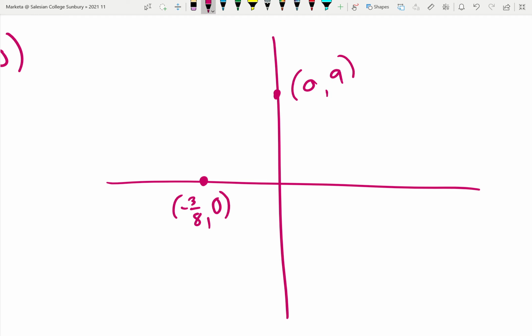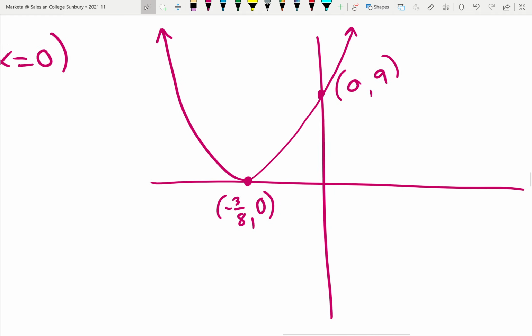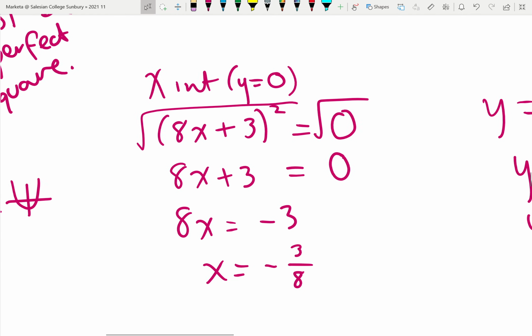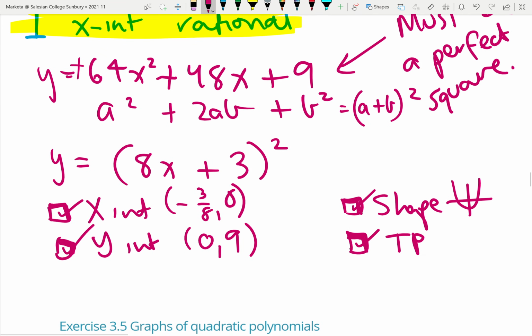Always in coordinates. And you see, for one x-intercept, of course the turning point has to be the x-intercept, because if I have an x-intercept there and then I go under, the only way I can come up and make the shape right is by having another x-intercept, and we don't have another x-intercept. So this would be our graph of y equals (8x plus 3) squared. So the turning point, neg 3/8, 0.